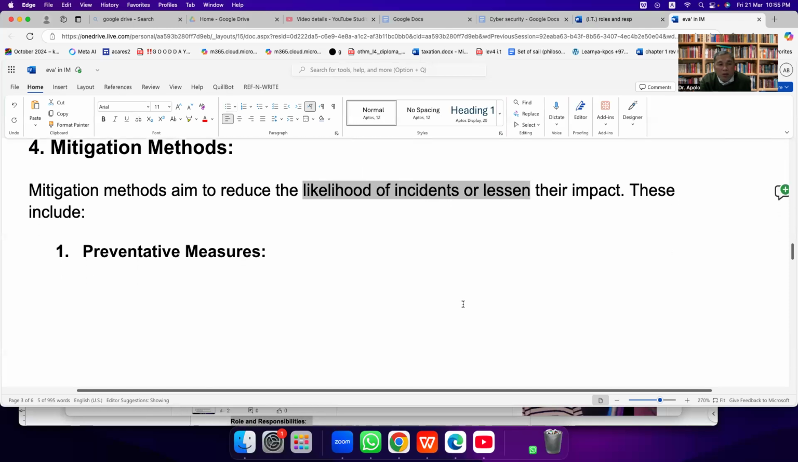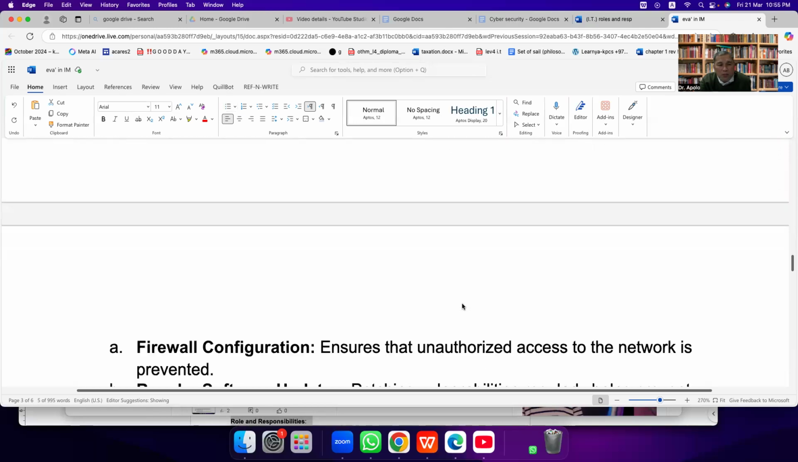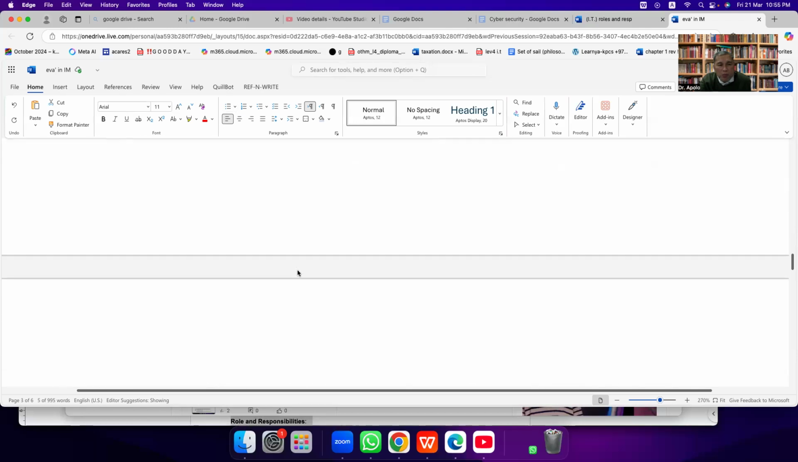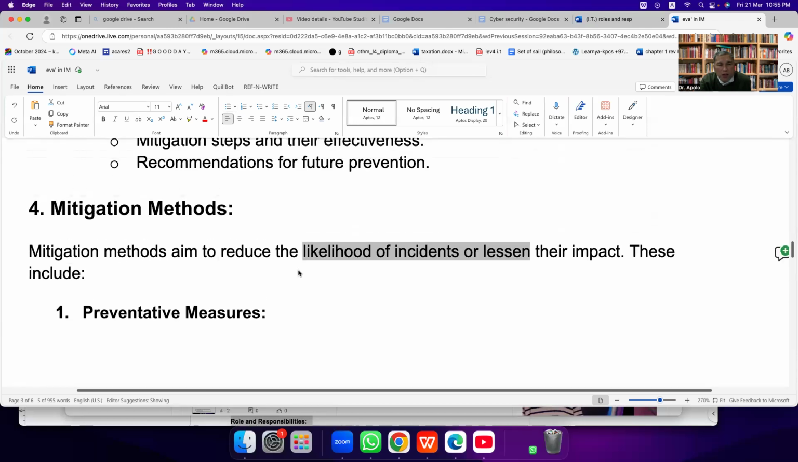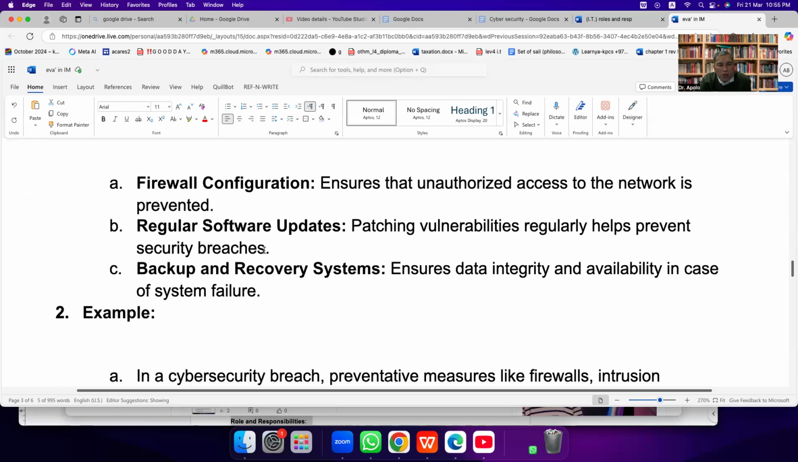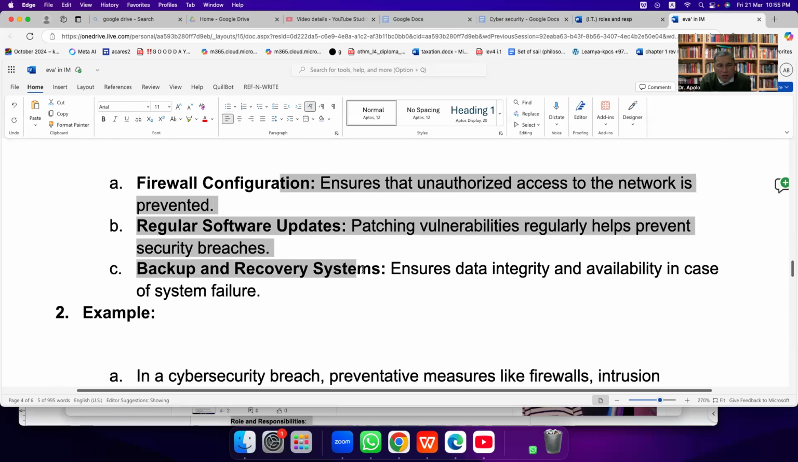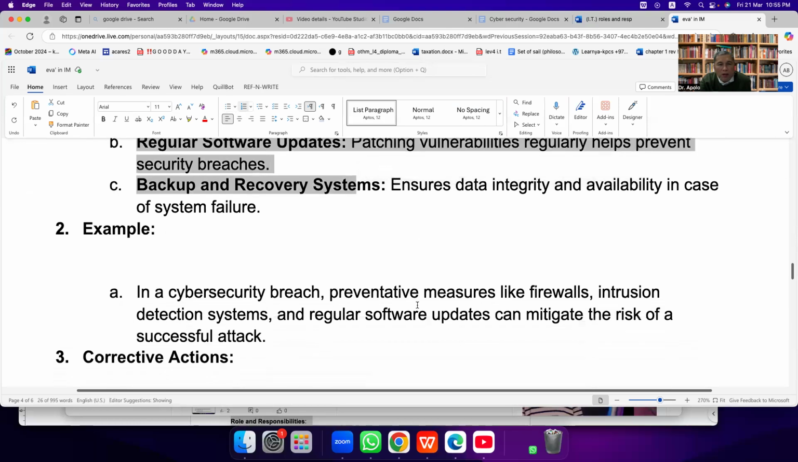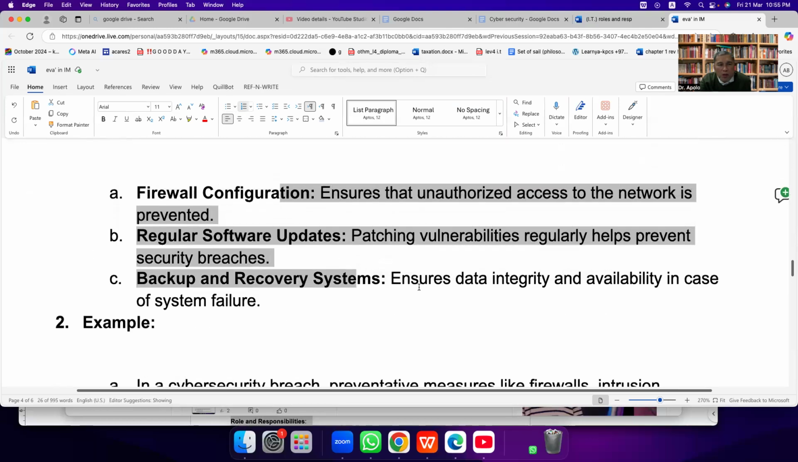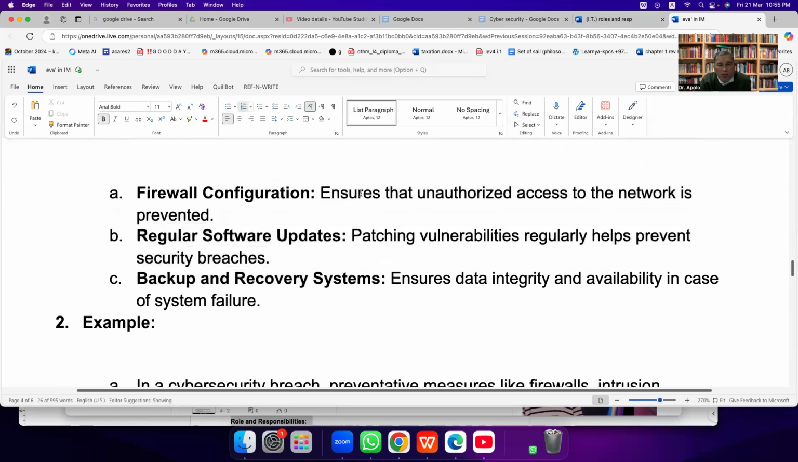Damage control. We have preventive measures: firewall configuration, regular software updates, backup, and recovery. Usually these are the SOP. By the way, for firewall configuration, we discussed it already, but here it ensures unauthorized access to the network is prevented. Regular software updates patch vulnerabilities.